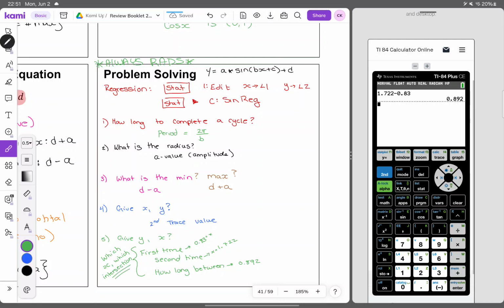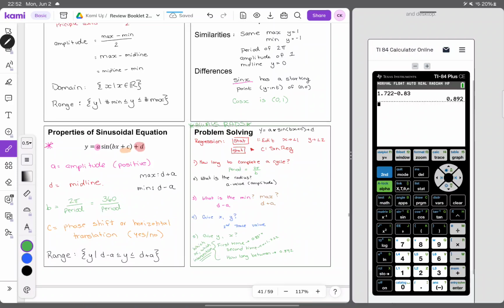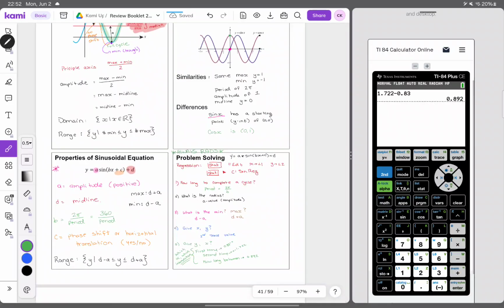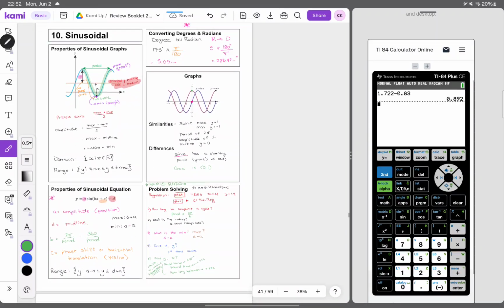All right. Biggest things for these ones is there's always going to be a cycle, always going to be a repeat, and these amplitude, midline, phase shift, period, they're always the same idea, no matter what your regression equation is. Okay, there we have it. There's your sinusoidal brain dump. Good luck with the practice questions.